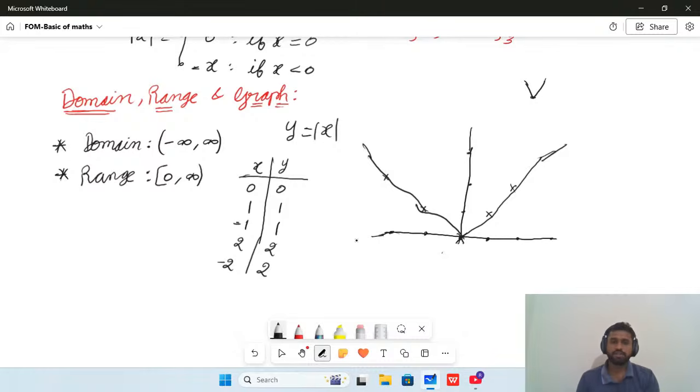If you can see, x values are from minus infinity to infinity, and y values are from 0 to infinity. So domain is nothing but the set of x values, and range is nothing but the set of y values. So domain is from minus infinity to infinity, and range is from 0 to infinity. So this is the domain, range and graph of the modulus function.